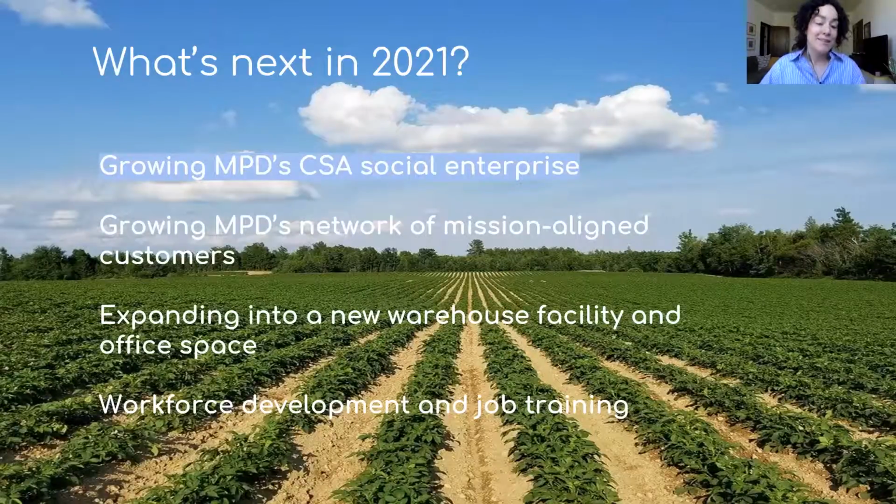Another big priority this year is expanding into a new warehouse facility and office space. As I'm sure Rashad knows, especially Oakland commercial real estate is a gauntlet, if not a nightmare. It's so expensive, and there are so many groups that have been doing critical food work for a long time that need space.